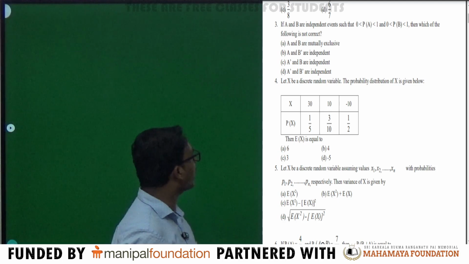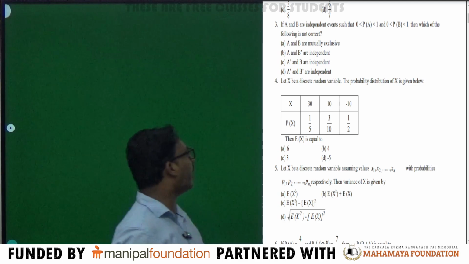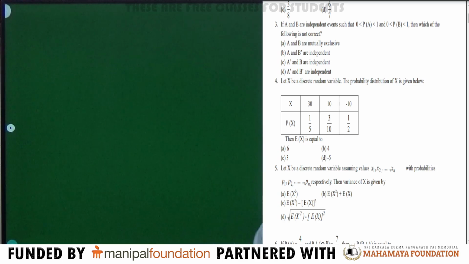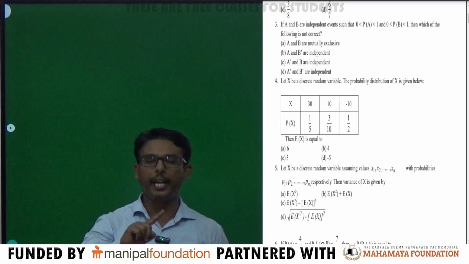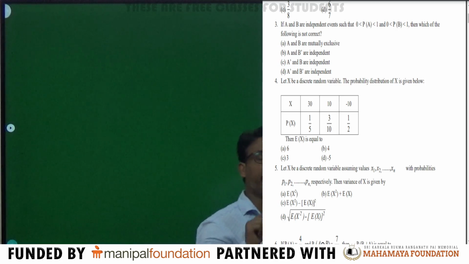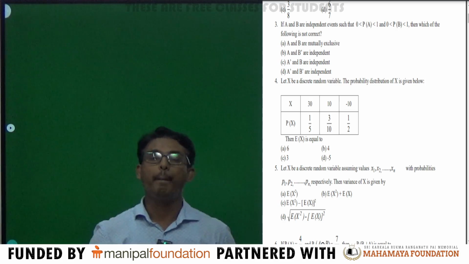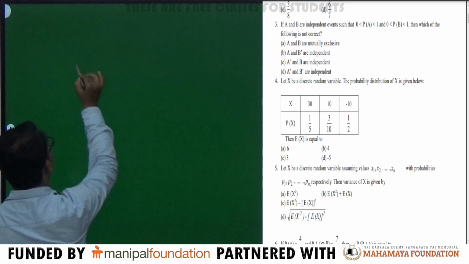Let's see the second option. A and B dash are independent. Third option, A dash B are independent. Fourth option, A dash and B dash are independent. That is true. So we know that if A and B are independent events, A dash B are also independent, A and B dash are also independent, A dash B dash are also independent events. But if A and B are independent events, it is not necessary that both the events must be mutually exclusive. Therefore, option A is not correct.